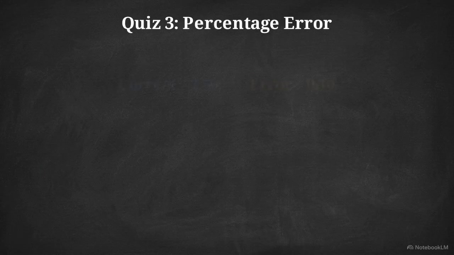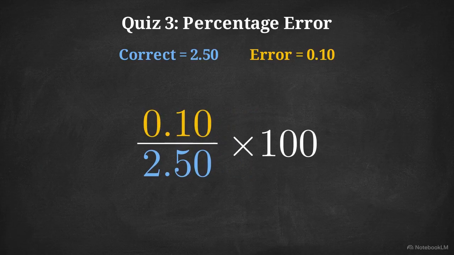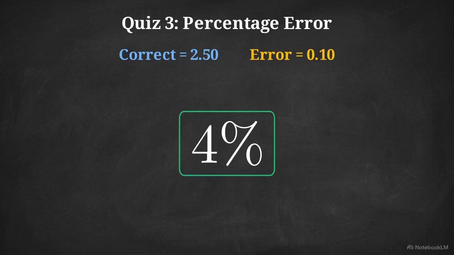Quick quiz 3. If the correct value is 2.50 and the error is 0.10, find the percentage error. It's 0.10 divided by 2.50 multiplied by 100. That gives us exactly 4%.